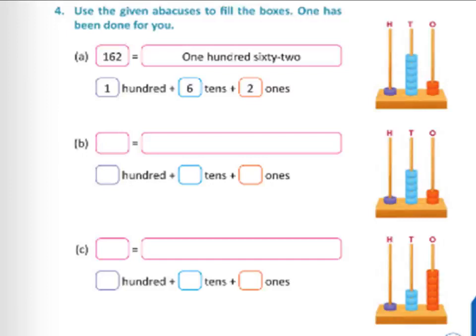Then last, write the number name: 162. Initially you do like this. Once you are very well used to it, then you can write the number first. By seeing the abacus itself, you will know the number. Then immediately you can write the number name and the places correctly.